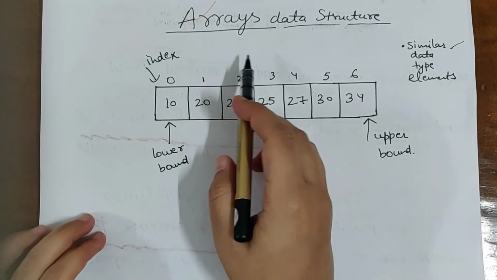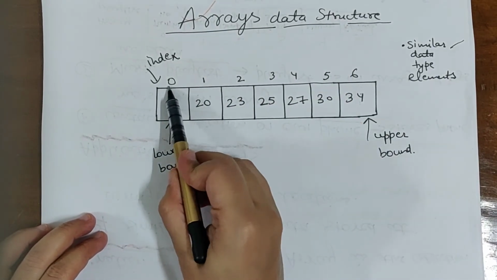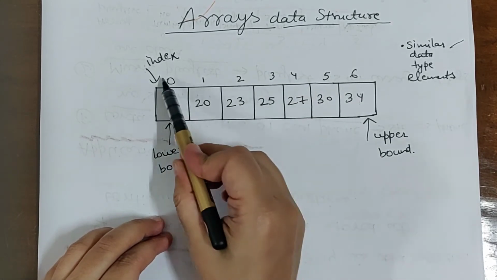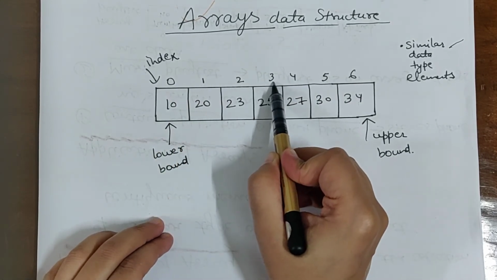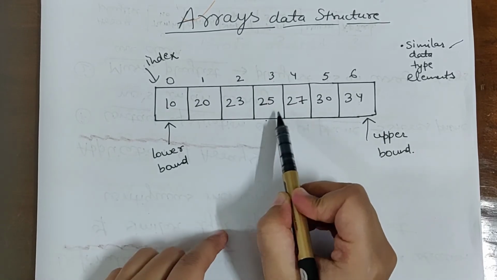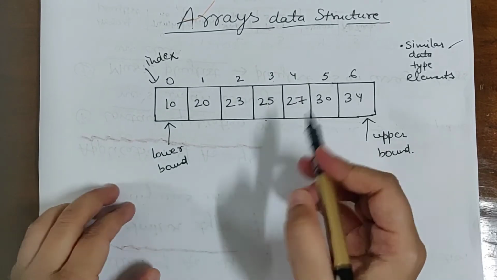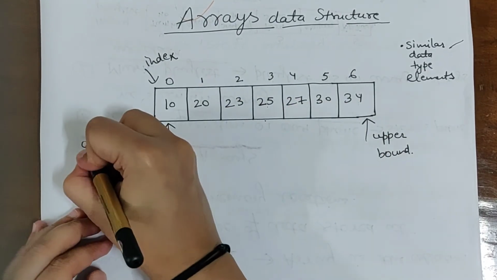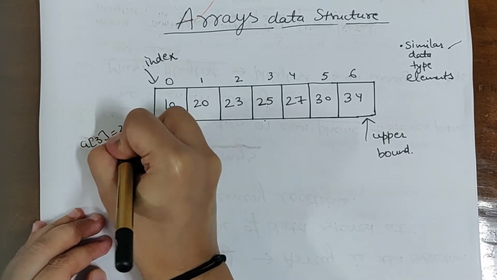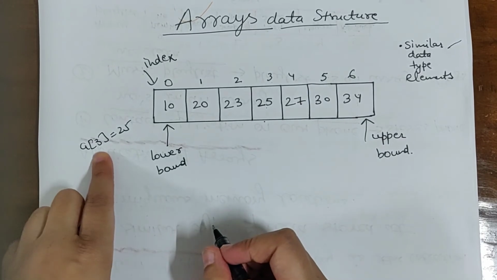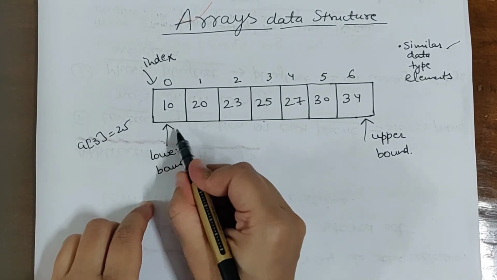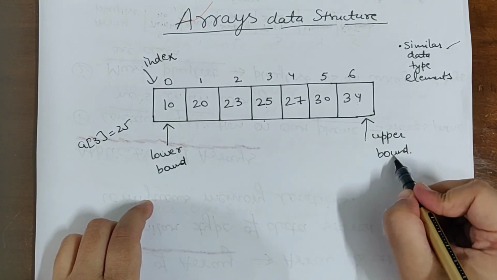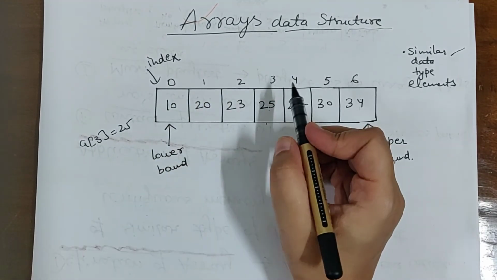This is the diagram of the array data structure. These are the indexes. Okay, I am accessing a particular element with the help of the index number. Suppose I want to read roll number 25. So 25 will be present at index number 3. So A of 3 is equal to 25, like this. Okay, so the starting index is known as the lower bound, and the last index is known as the upper bound, and these are the indexes.